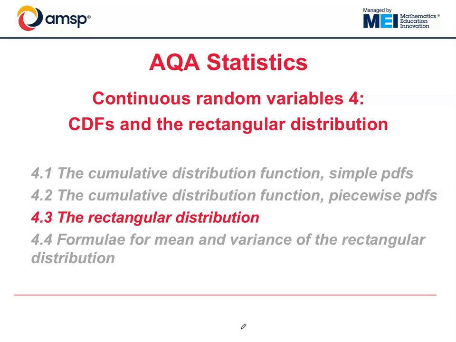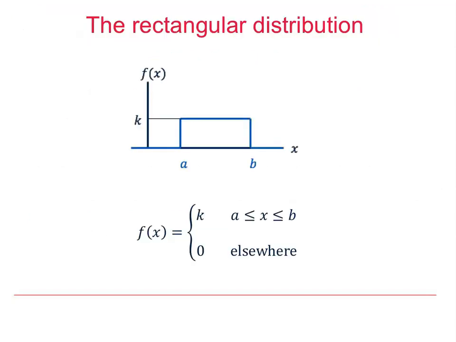This is AQA Statistics, Continuous Random Variables 4. This video is about the rectangular distribution. The probability density function for the rectangular distribution takes a constant positive value k between minimum and maximum values a and b. f of x is 0 outside this range from a to b.